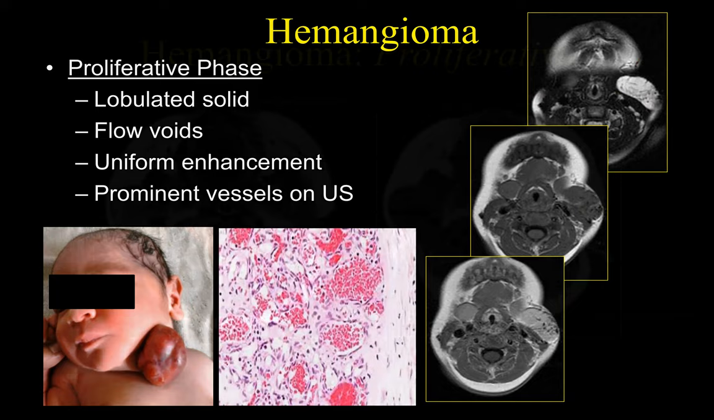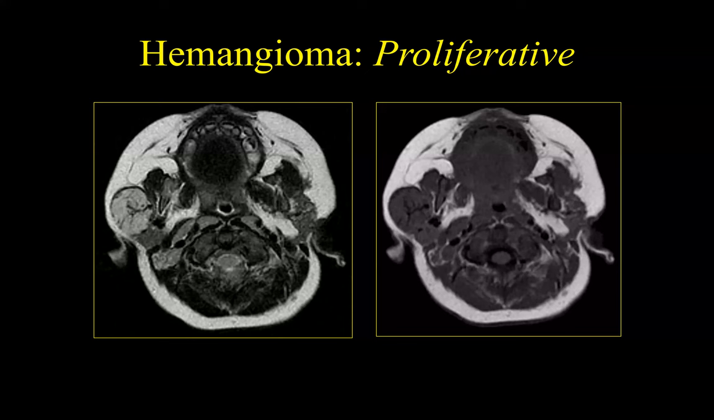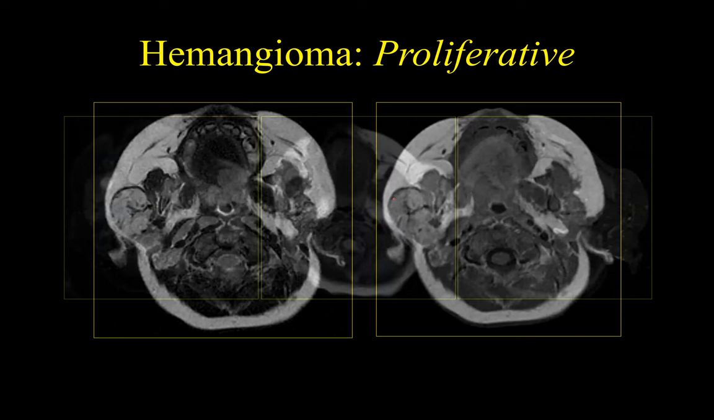So hemangiomas have two phases. There's a proliferative phase, and in the proliferative phase, as I mentioned before, they can be lobulated, and you can see these big flow voids within the lesion. Then when you give contrast, these lesions avidly enhance. Again, those are the classic imaging findings that you'll see in the proliferative phase of a hemangioma.